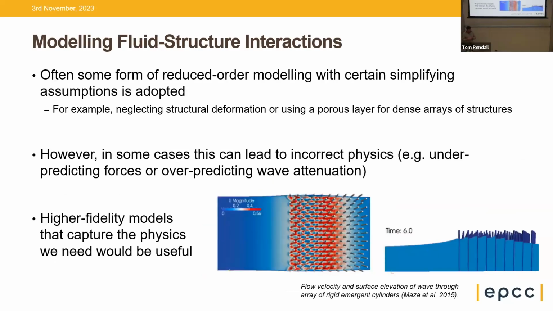Because they're so difficult to model, quite a lot of the time people will introduce some form of reduced order modeling, so you're looking at dense arrays of structures. A very classic simplifying assumption to make is to introduce a porous model. However, the price you pay for making those assumptions can sometimes lead to not properly capturing the correct physics. So this is the motivation behind this work: high fidelity modeling of fluid structure interactions that capture the physics that we want.